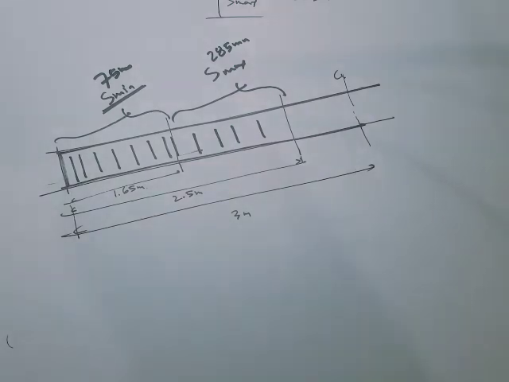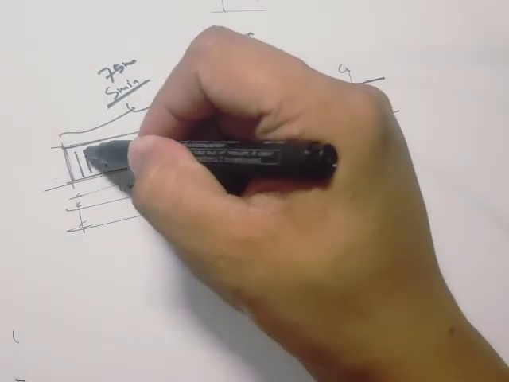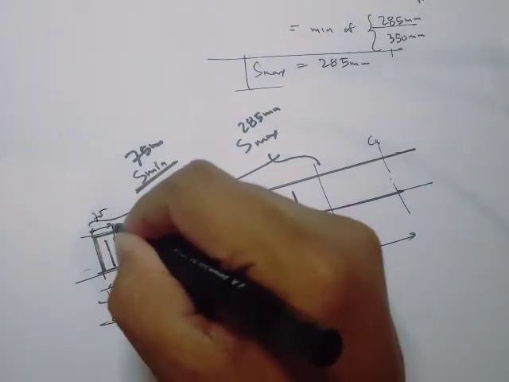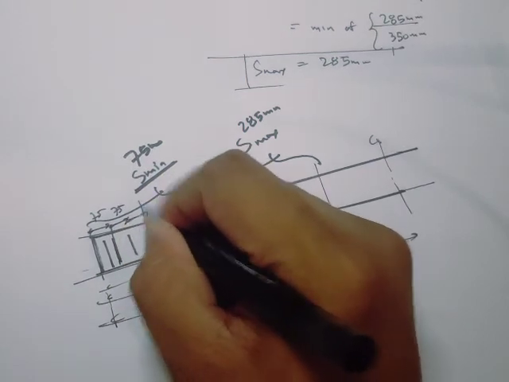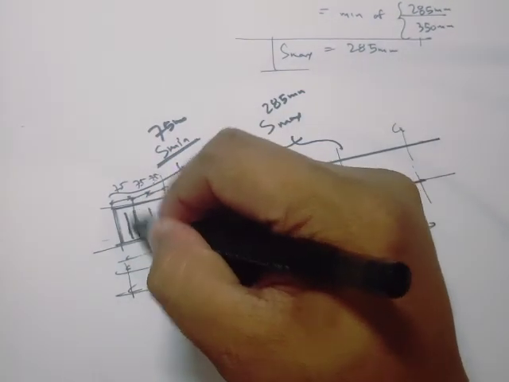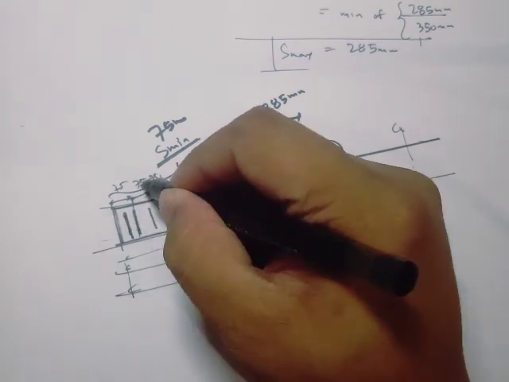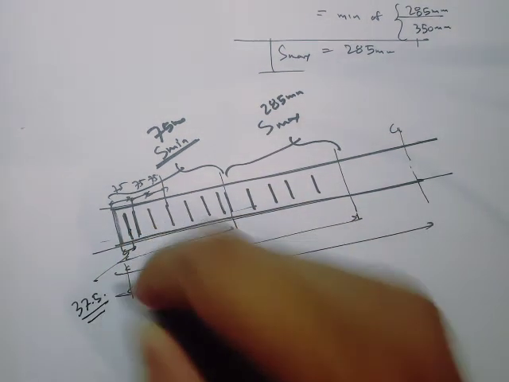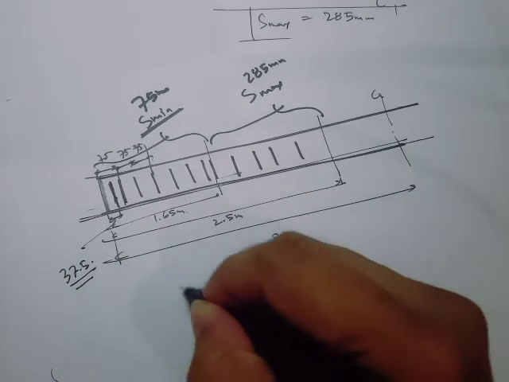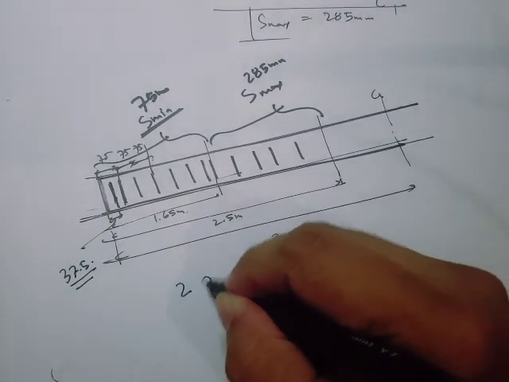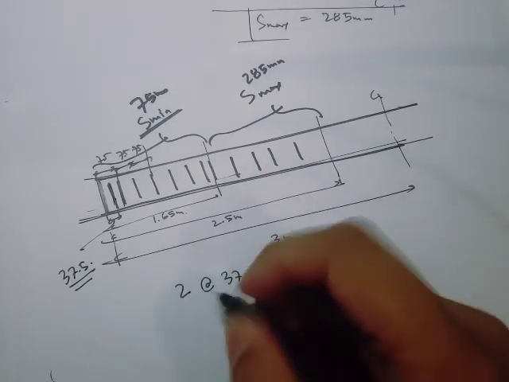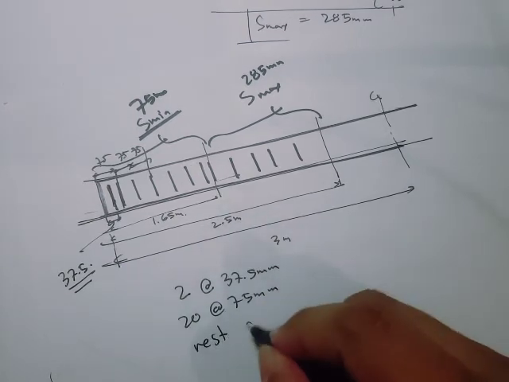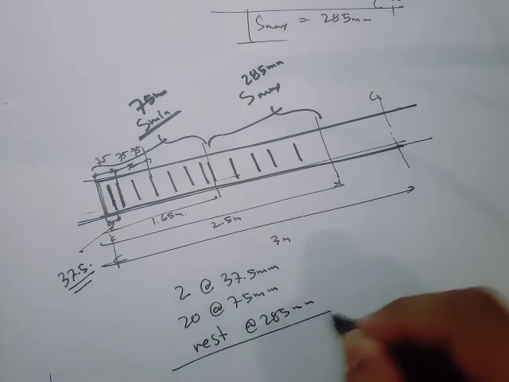I'd also like to point out that usually, let's say this is our 75 mm, then another 75 mm. For the first one, we usually divide this into two. So 75 divided by 2, that's going to be 37.5. If you do the math, you can specify 2 at 37.5 mm, and then 20 at 75 mm, and then the rest at 285 mm.